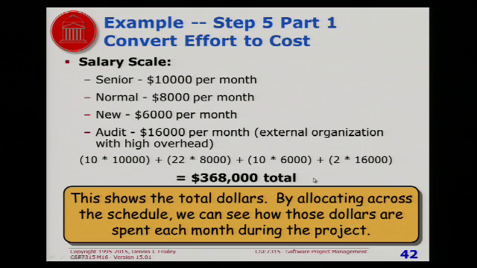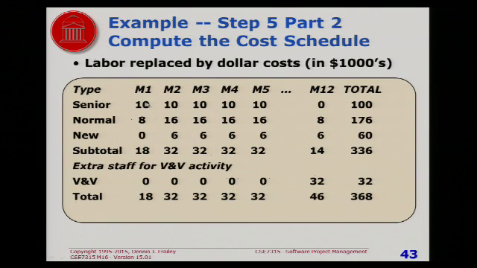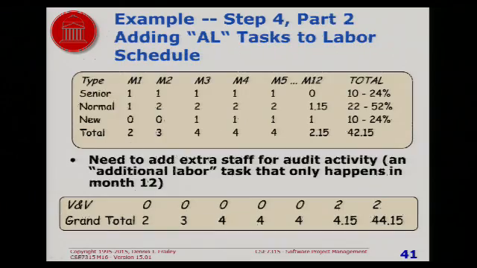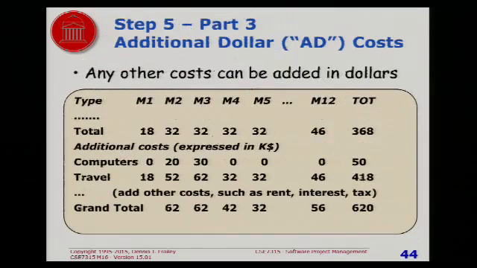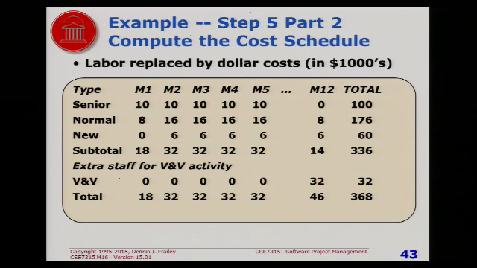And not only do we have $368,000, but we can look at the labor schedule and replace the numbers that were on the labor schedule with how much money we're going to spend each month based on the number of people and how much they get paid. So we're still going to get our $368,000 here, but what we've done is we've replaced the labor schedule that we had here with a schedule right here that shows how much money we're going to spend each month instead of how many hours of labor.